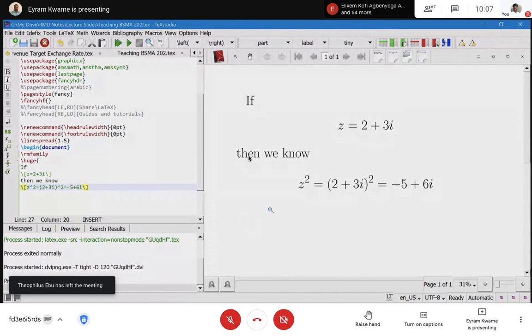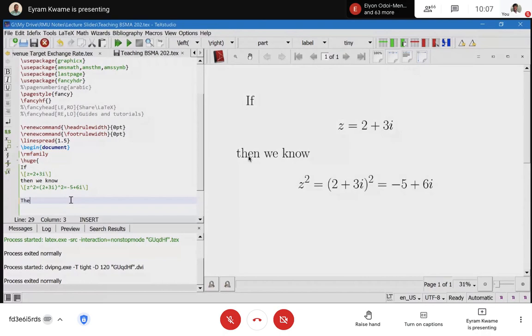It clearly tells me that if z squared is this, then we can call z a variable, and f of z equal to z squared is a function. The answer has 6i plus 6i, so now it will be 12i.